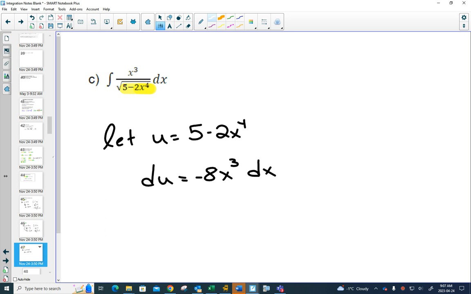So if I take the derivative and move the dx to the other side, I'll get negative 8x cubed dx. But I don't have the negative 8 in my equation. In my equation, if I highlight it in green here, I have the x cubed in the dx. So what we do before we do our final substitution is divide both sides here by negative 8. And then you get x cubed dx matching up perfectly.